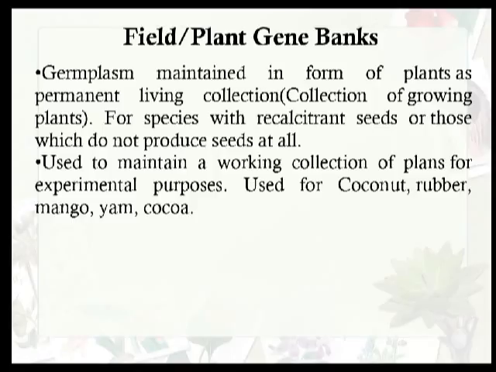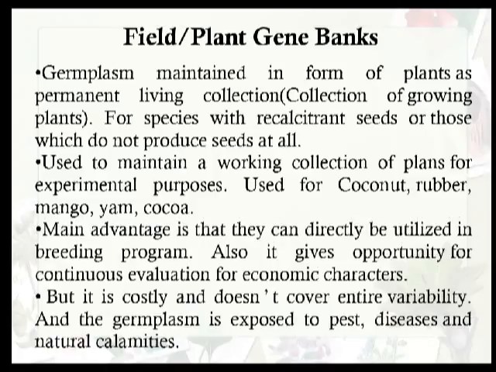We can imagine very well what could be the examples: coconut, rubber, mango, yam, cocoa. These are the plants for which we are using field gene banks. Later on we'll see the examples where these are located. Main advantage of field gene banks is it can be directly utilized in the breeding program because we have a live collection of plants. Also, it gives an opportunity for continuous evaluation for economic characters because we have live plants. But the main disadvantage is it is costly and it does not cover the entire variability, because, again, it takes up space and all the cost.